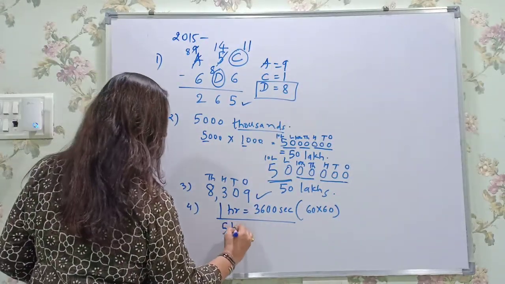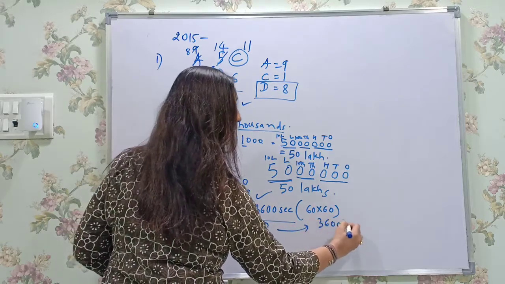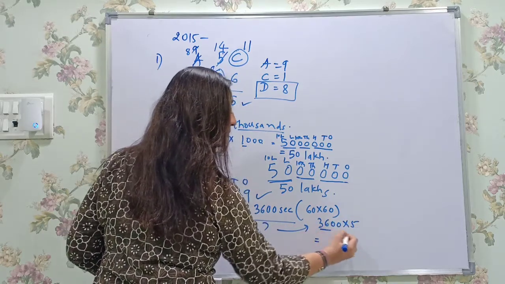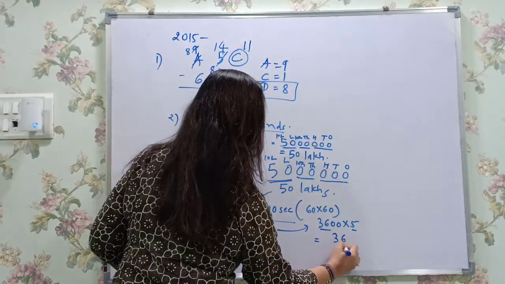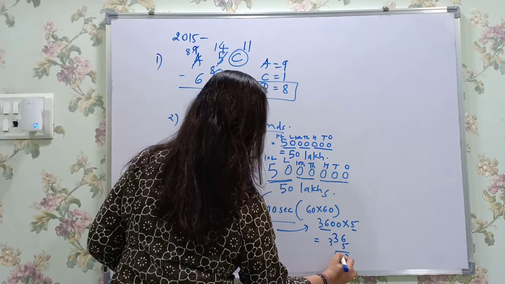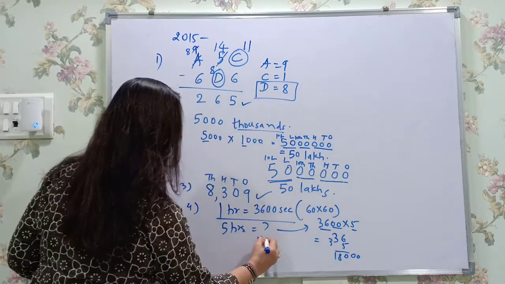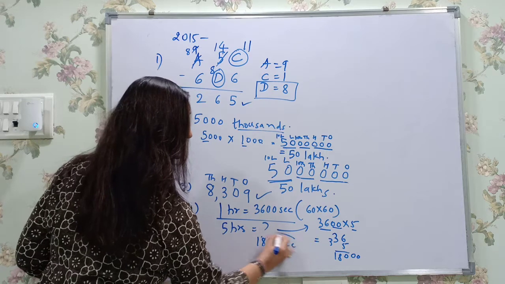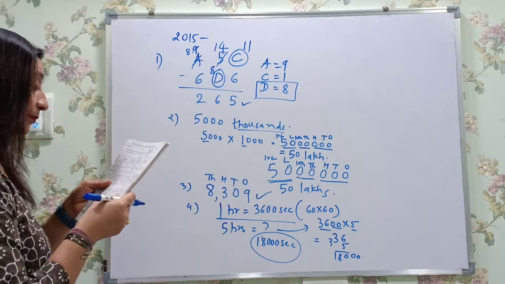So how much will be 5 hours? 3600 multiplied by 5. First we multiply only 36 and 5, and the zeros will be put together at the end. 36 multiplied by 5 is 180, and these 2 zeros extra. So it is 18,000 seconds. Have you understood, kids?